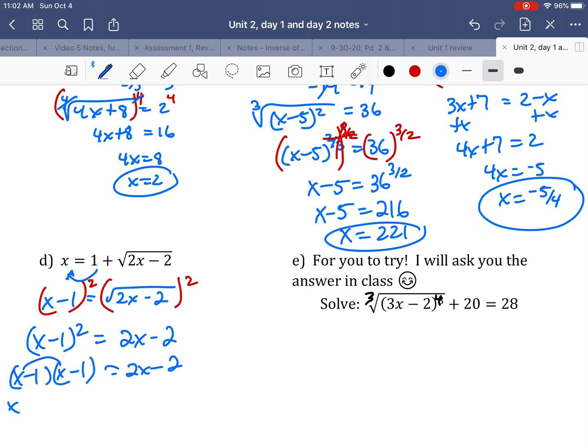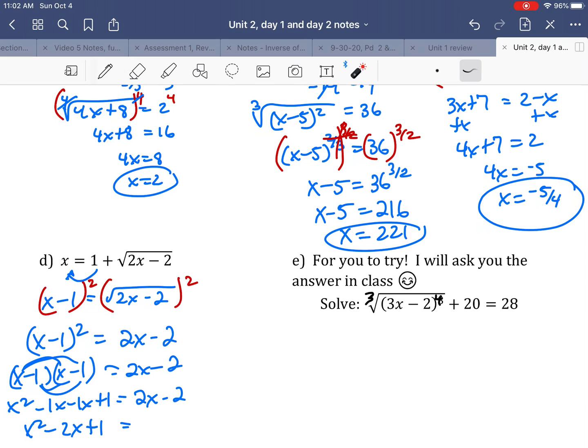So I know x times x is x squared. Here times here is negative 1x. Inside is negative 1x, and this part is plus 1. So I get x squared minus 2x plus 1 equals 2x minus 2. So notice x squared and 1 are part of your answer, but you would be missing this minus 2x, which is a vital part of your problem.